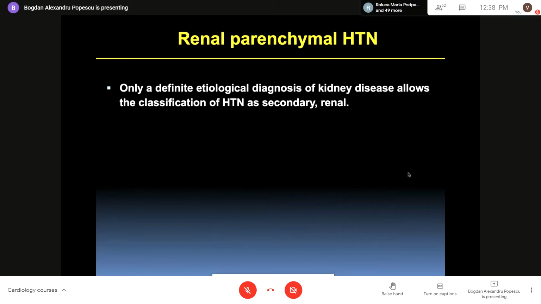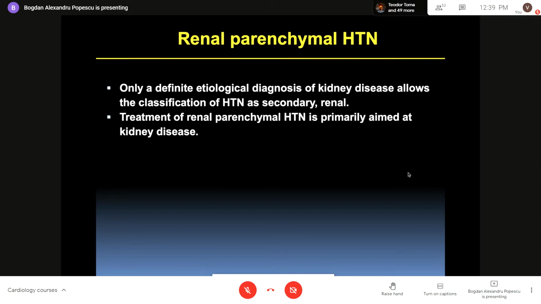So you need a clear etiological diagnosis of the kidney disease before classifying a hypertension as being secondary to a renal problem. That's pretty obvious. You cannot label someone as having hypertension secondary to renal disease without having a clear renal disease diagnosis. So if you find it, obviously the treatment will primarily be aimed at the kidney disease, because I told you it is always better to treat the cause, and then hopefully secondary hypertension will also improve.